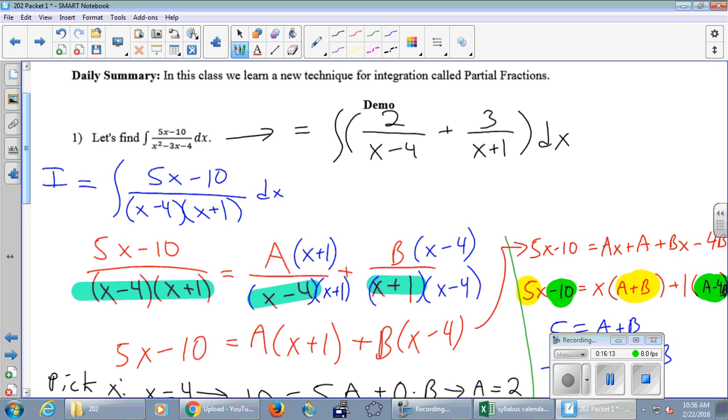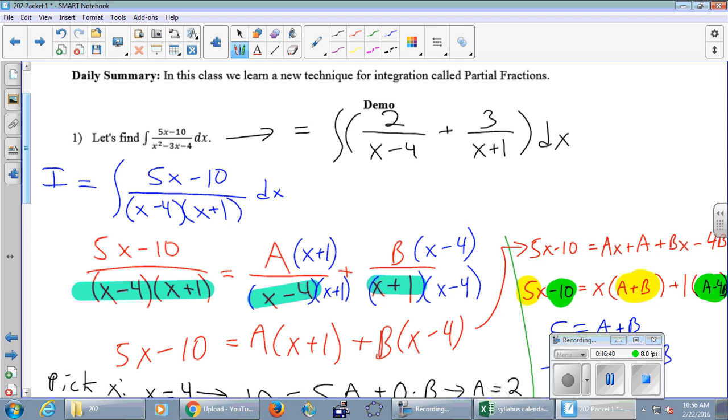Integral of 2 over x minus 4, it's a u substitution. What would you let u equal? X minus 4. And what's the derivative? 1, which we can work with, right? And so that guy is going to turn into something very close to 1 over u du. So what kind of antiderivative will it have? A natural log. And the 3 over x plus 1 will also be a natural log.